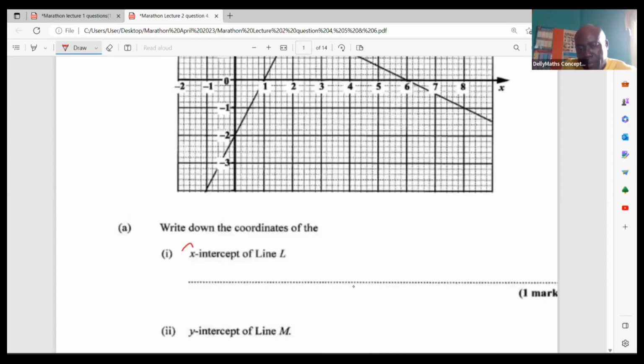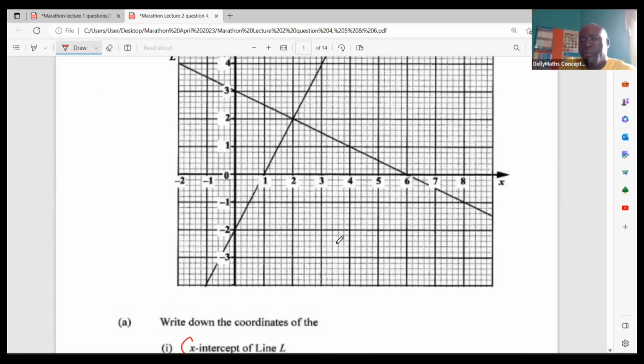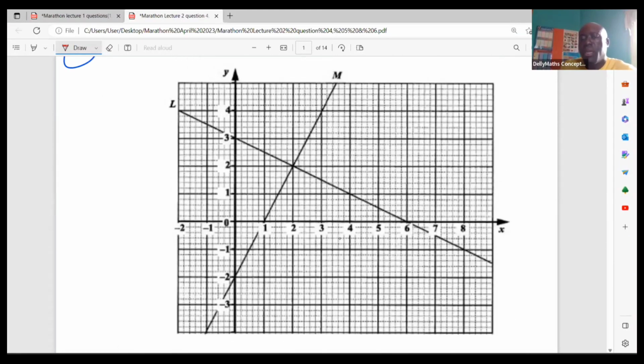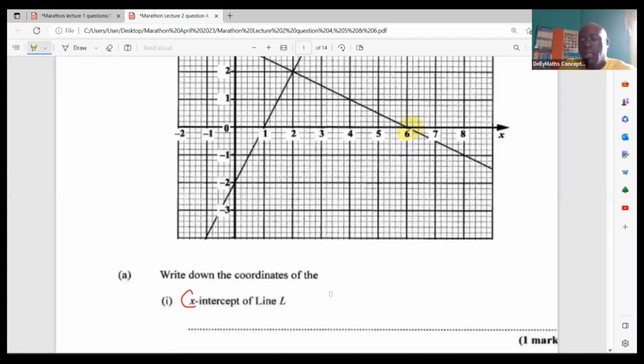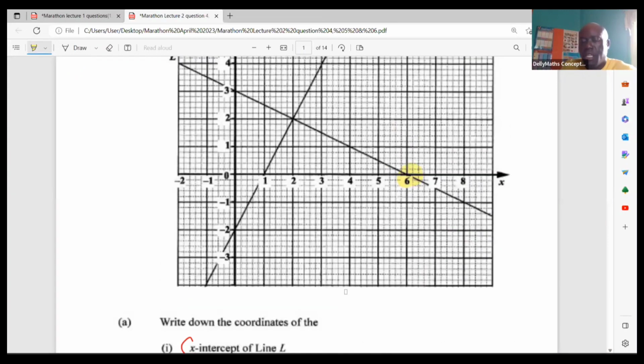the x-intercept. Well, knowing the meaning of the word is important. An intercept is where something crosses something. So the x-intercept will be here, right? That's the x-intercept for the line L. It crosses the x-axis. They want us to write down the coordinate, and don't make a mistake here: you name the x value first, followed by the y value.